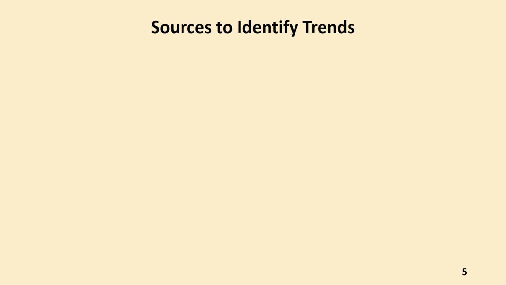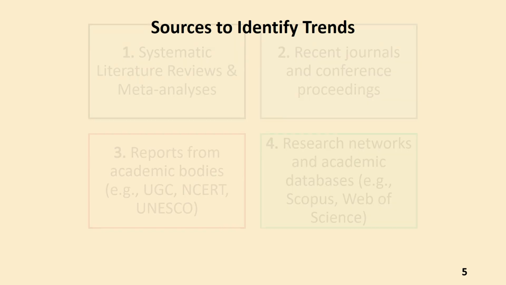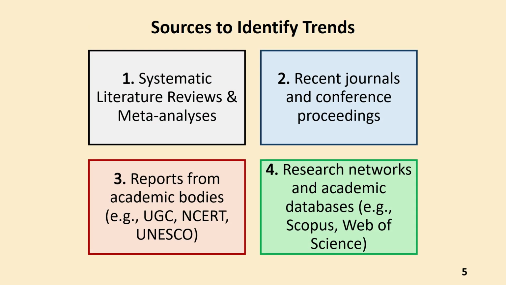Now, it is important to understand as a researcher what the sources are to identify trends. You will not get a trend all of a sudden. There are some sources, so let us see what they are. First is systematic literature review and meta-analysis. Second is recent journals and conference proceedings. Third is reports from academic bodies like UGC, NCERT, UNESCO, or any other. And research networks and academic databases, for example Scopus, Web of Science.